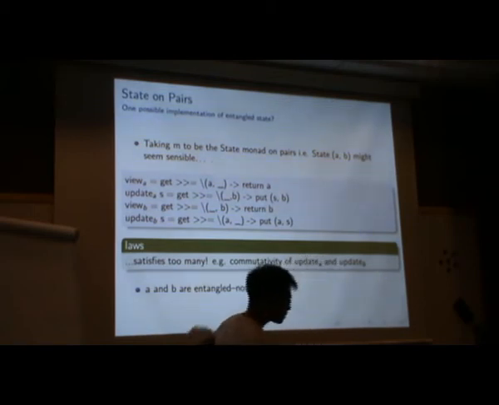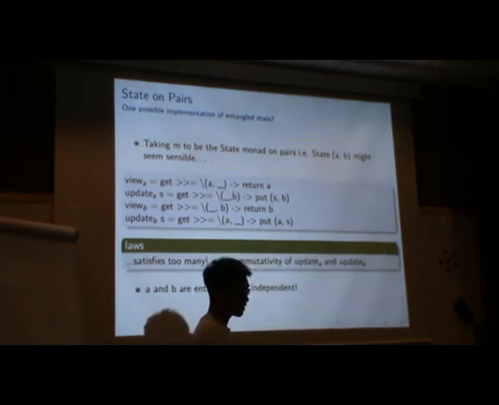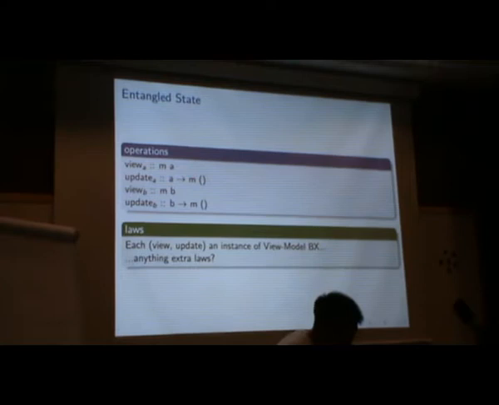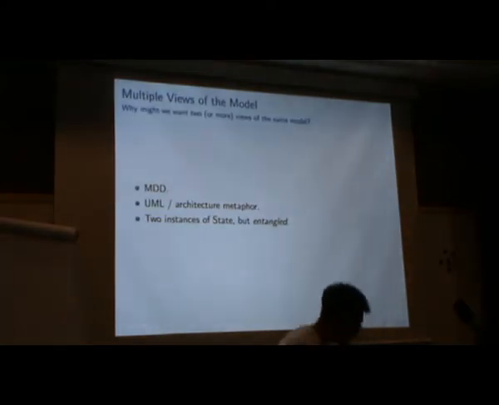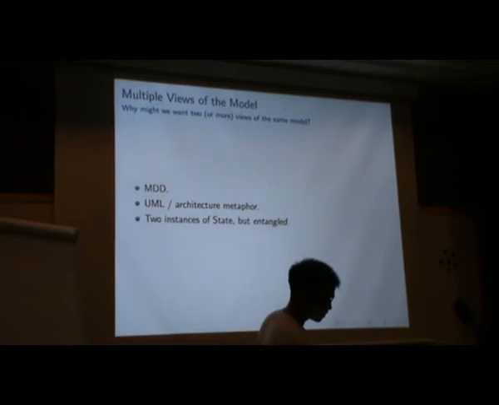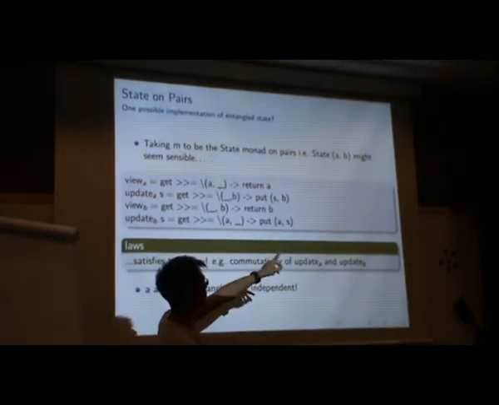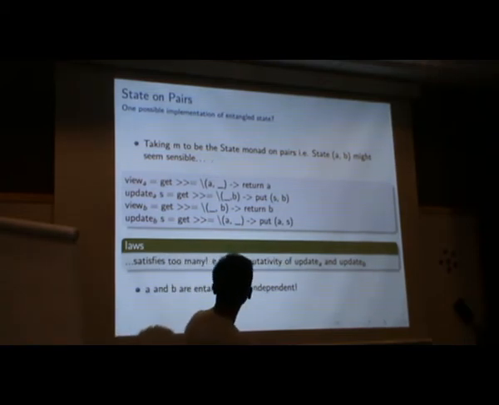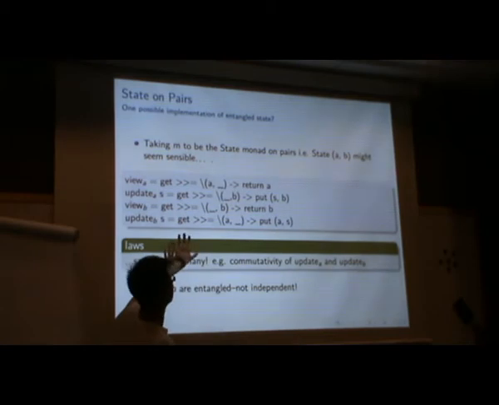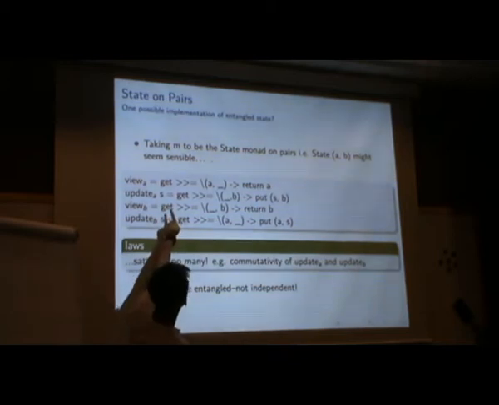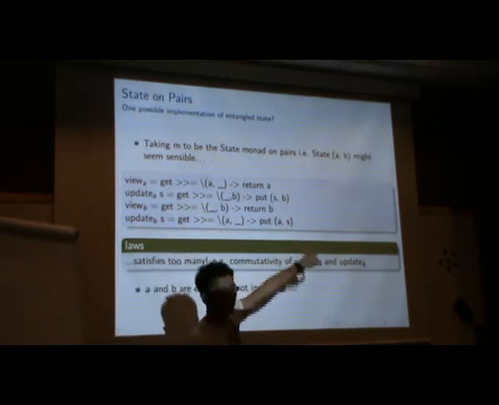Okay, so let's see how we might implement entangled state. So, sorry to go back and forth, we said two instances of state might be the way to implement this multi-view model BX. So let's try this. Let's try the state monad on pairs A and B. It's like a Cartesian product. And this is the expected implementation of the view and update that we saw on the previous slide. So these gets, binds, returns are with respect to the state monad on pairs, right?